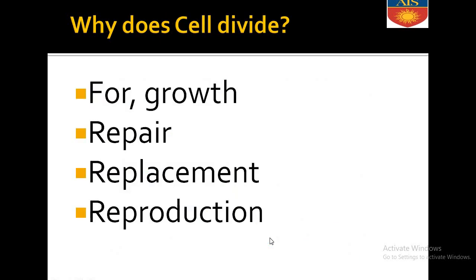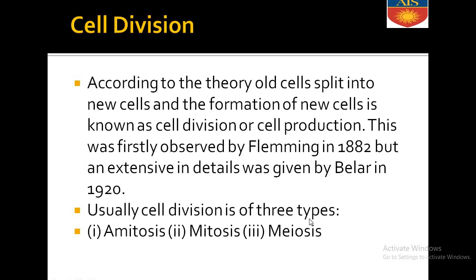Now, we will study cell division. Why does a cell divide? What is the necessity of cell division? When we grow, the cells divide. When we get any injury, our cells die. That has to be repaired. So for repairing the tissues and cells, cell division is required. Then if there is any dead cell, it has to be replaced by new cells. The old cells have to be replaced by new cells, and for reproduction. Clear? Now let us study what is cell division.